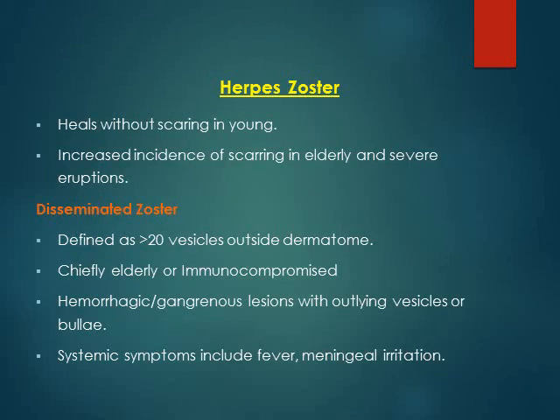So these lesions heal without scarring in the young, but in the elderly it may lead to scarring and a severe eruption. There can also be something called disseminated zoster, where there are more than 20 vesicles outside the dermatome. Usually the lesions are seen in a single line in a dermatomal pattern, but sometimes the vesicles can be more than 20 outside the dermatome.